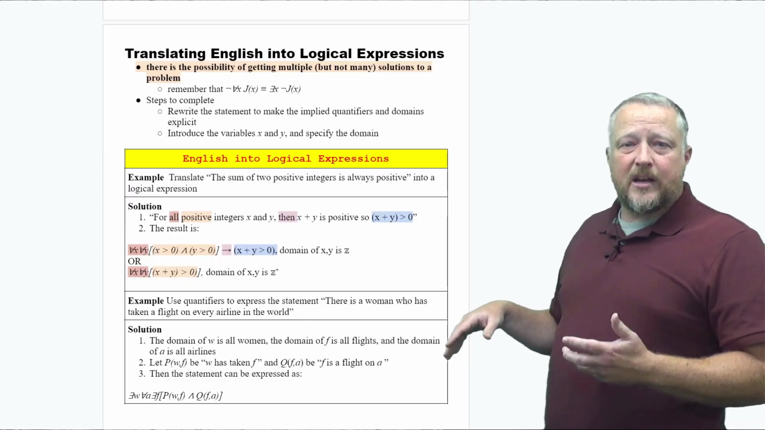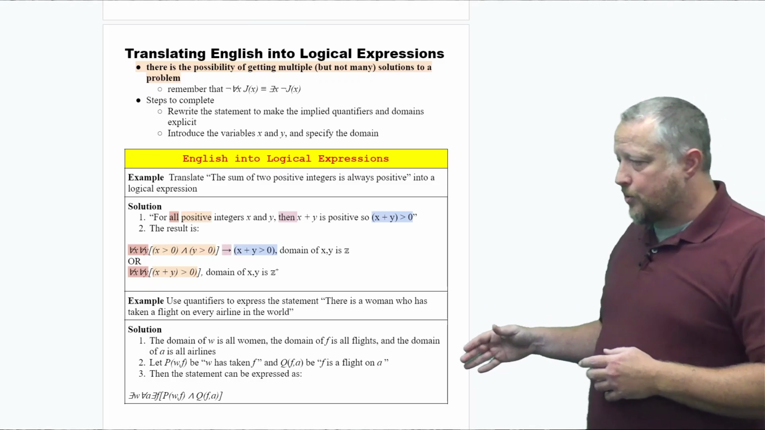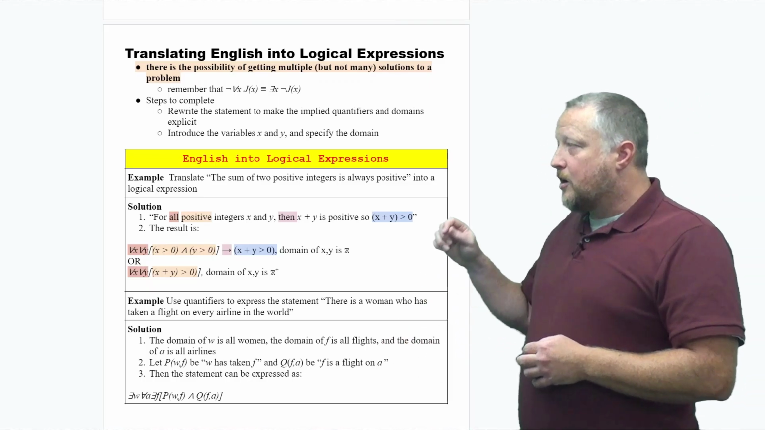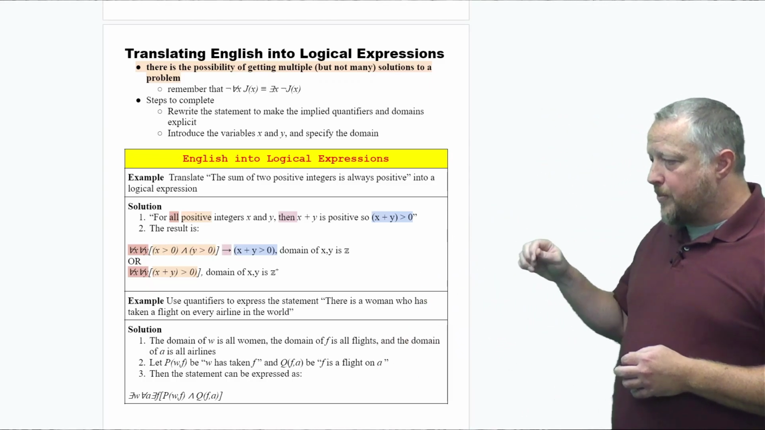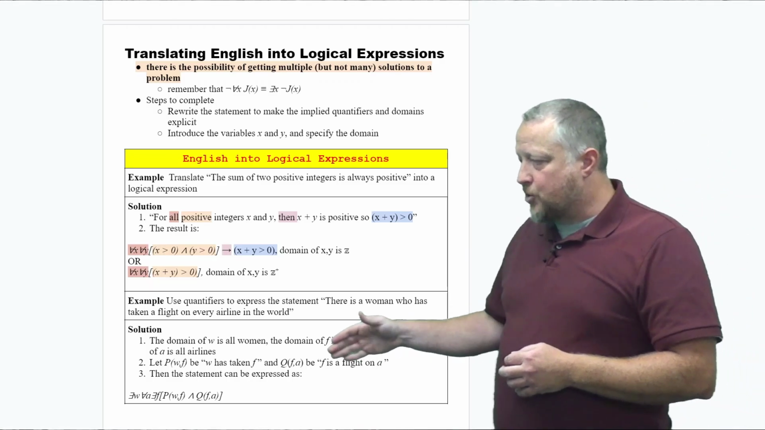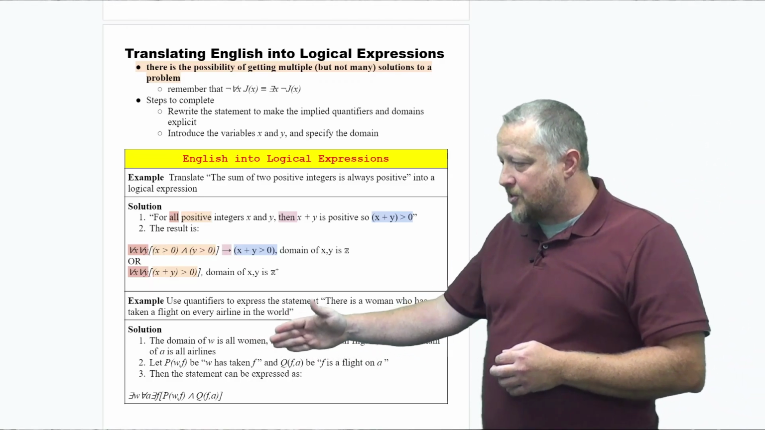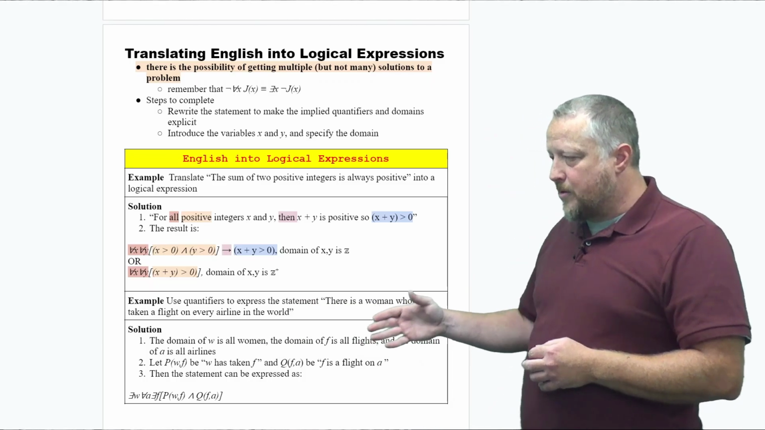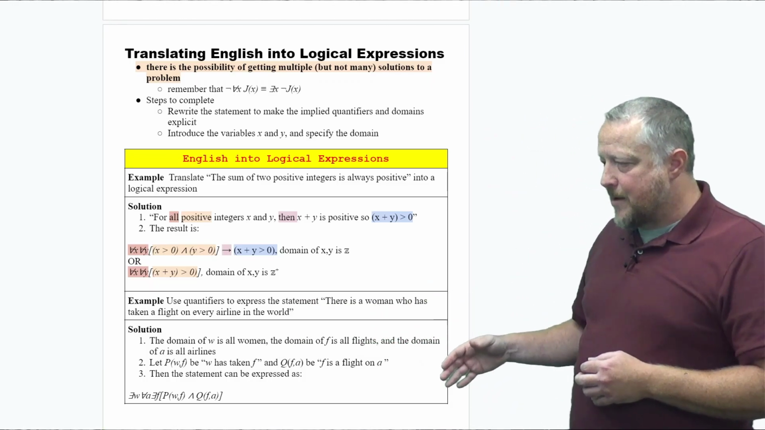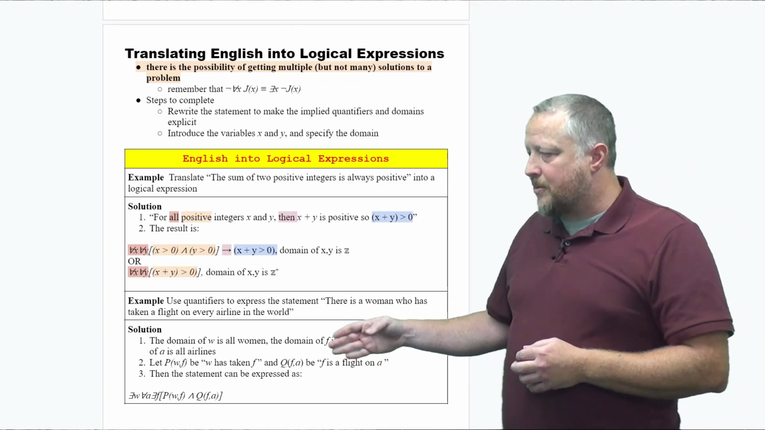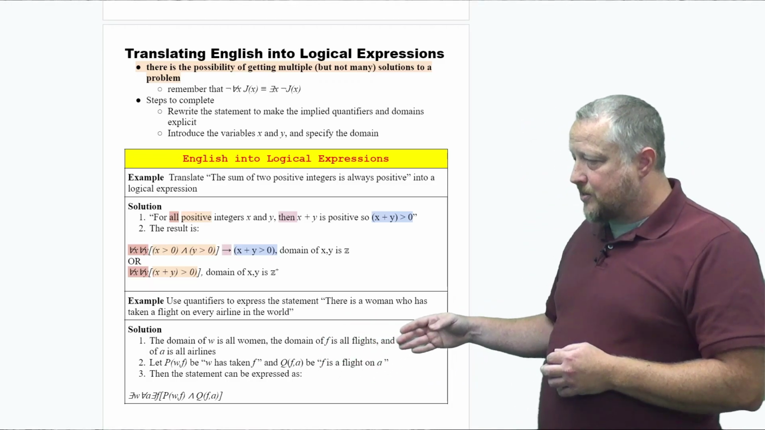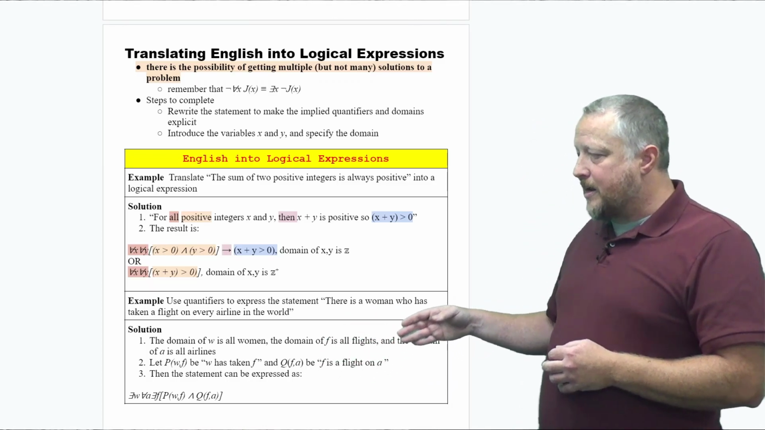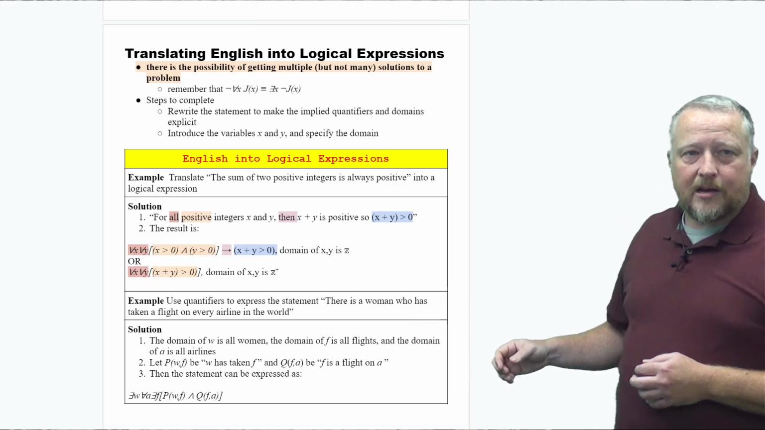Now I'm going to start breaking it into functions for number 2. So first I'm going to have P with the w meaning the woman, and then the f. And that's going to be translated that the w has taken f. So the woman who has taken a flight, that's going to be that part. And then the Q is going to be f of a, which means f is a flight on a, which is an airline.